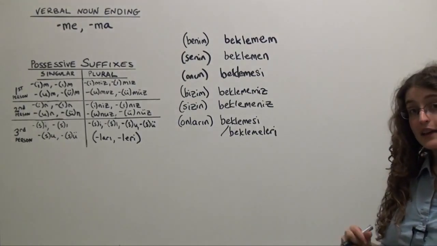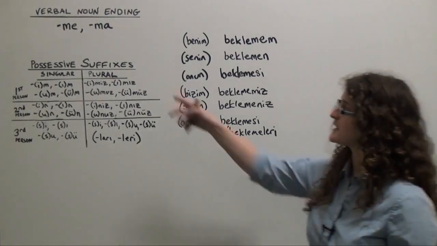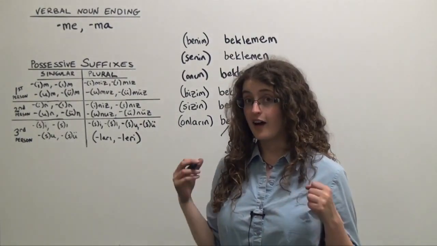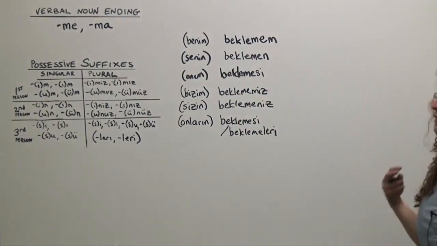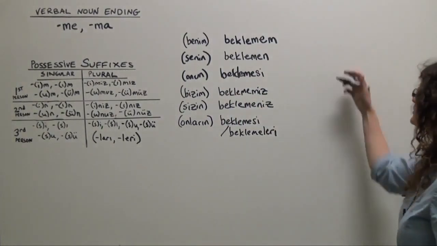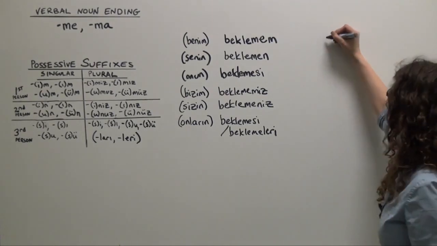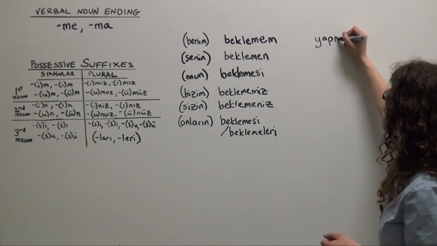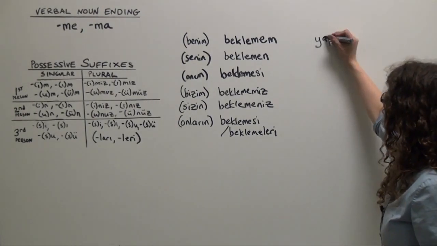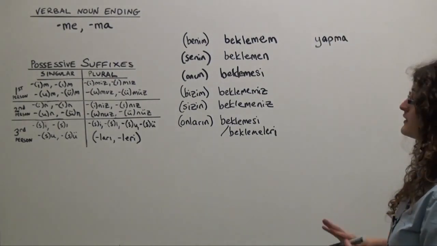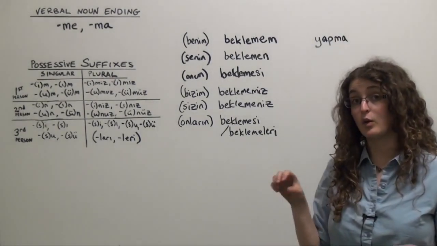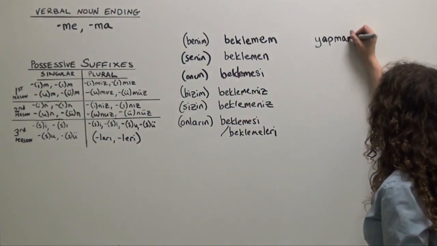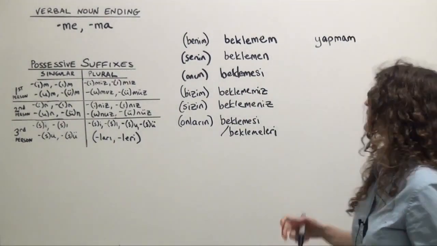Let's look at how we can do this with another verb, just for an example to see how it looks with the ma version of this particular verbal noun ending. So let's do yapmak, to make or to do. Start with our verb stem, yap. Yapma, in this case, meaning the making or the doing. Yapmam, my doing or my making.